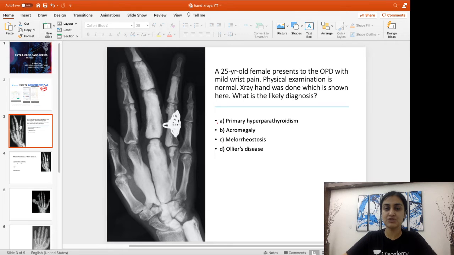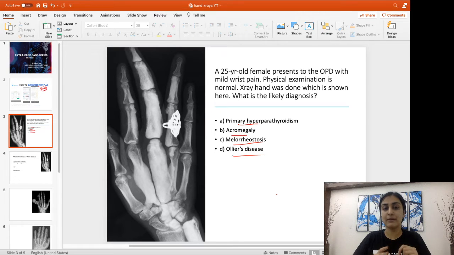We have the image right here, and the options that we need to consider are primary hyperparathyroidism or primary HPT, acromegaly, melorheostosis, and Ollier's disease. These are the four most commonly tested diagnoses on hand X-rays. So you need to know in detail what all of these look like.